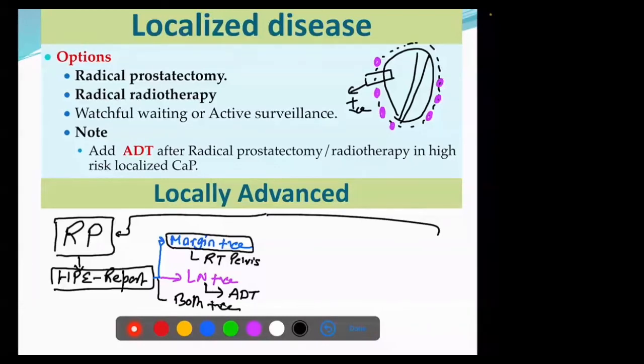Sometimes what happens is the cancer is a bit large, already involving the rectum and surrounding structures, and you cannot do a radical prostatectomy. You cannot do that. In that case, what we do, we give radical radiotherapy to pelvis, okay? And as we haven't removed the prostate, after giving radical radiotherapy to prostate, long-term ADT should be added.